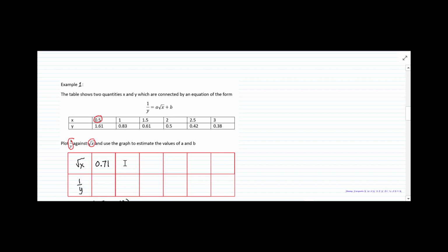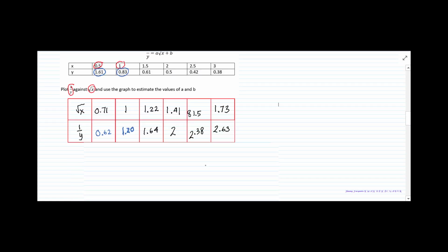Okay, and then for 1 over y. For 1 over y, look at y. The first y is 1.61. To calculate 1 over y, write 1 over 1.61 on your calculator, and then you will get 0.62. And so on for the second value, third value, fourth value, and the rest. Okay, I will quickly calculate it for you. Tada! This is the result after I quickly calculate it for you.